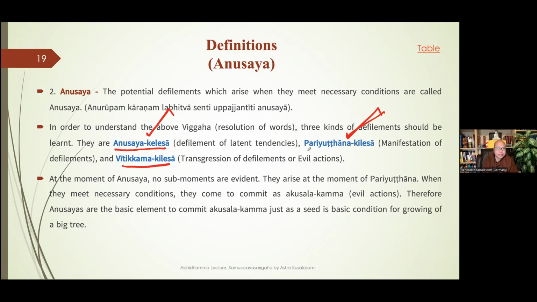At the stage of the pariyutthana kilesa, you can see the arising, present, and dissolution: uppada, thiti, bhanga. So a thought process arises. At the stage of the anusaya kilesa, there is no thought process, so there is no arising, present, and dissolution. But at the stage of the pariyutthana kilesa, the thought process starts arising, but it does not yet come to an action. Vitikkama kilesa is not like that. You think, oh, I want that, so you try to get those flowers by stealing or by telling lies, or something like that. These are evil actions that arise. That is the vitikkama kilesa.